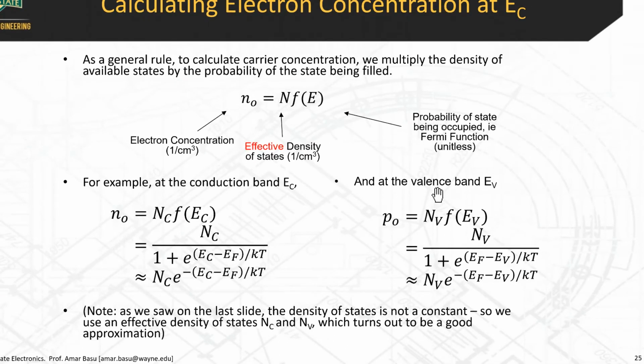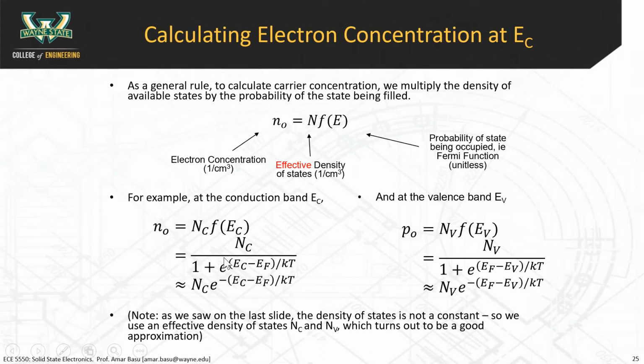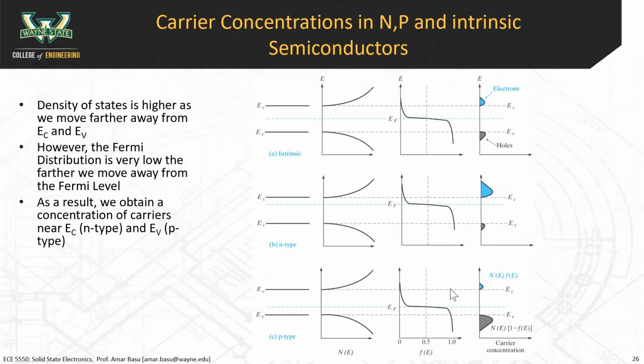So those are the formulas for calculating the electron and hole concentration. Most of the time you won't even be using these formulas. As I mentioned, you won't be using Nc and Nv so frequently. We'll get to that in a second.